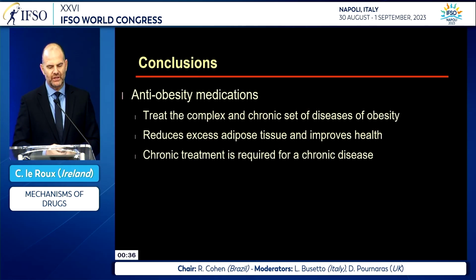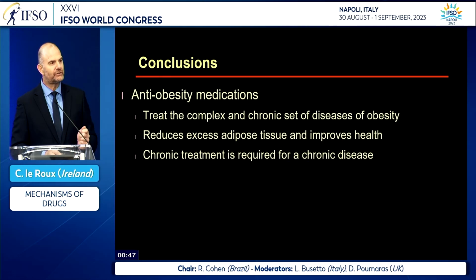So in conclusion, anti-obesity medications treat a complex and chronic set of diseases of obesity. It reduces excess adipose tissue and improves health. But chronic treatment is required for a chronic disease.